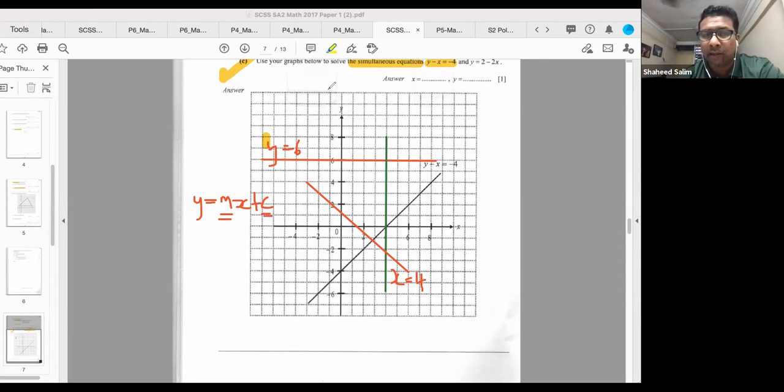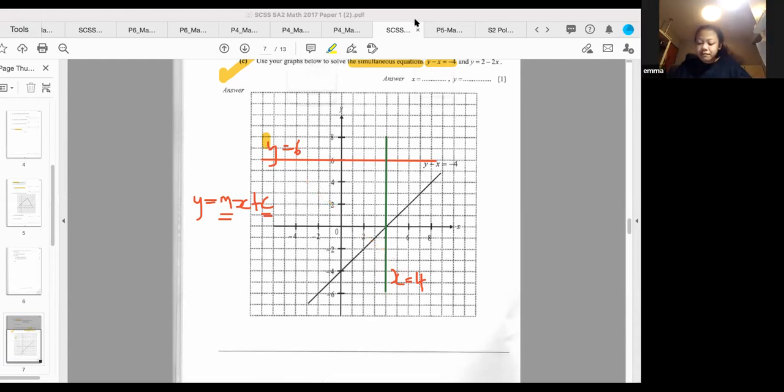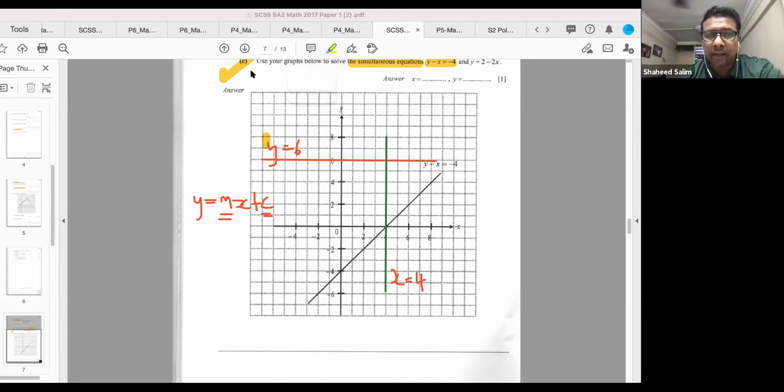Oh, I didn't draw properly. One more time, one more time. I have to draw one more time. But same question. What is the y-intercept?